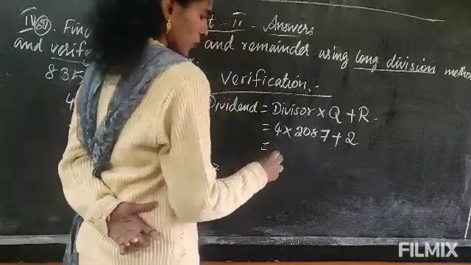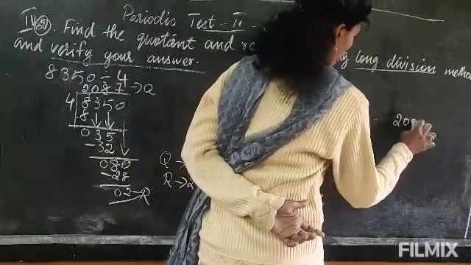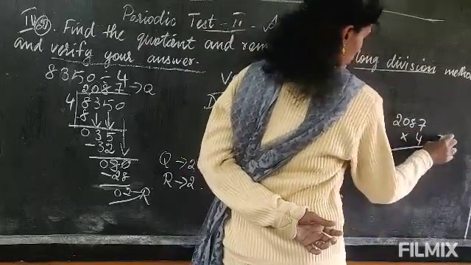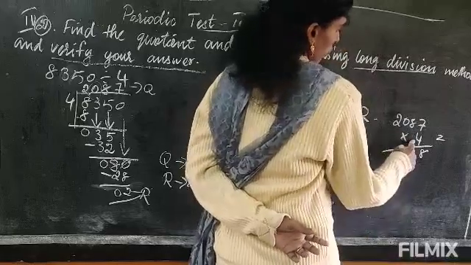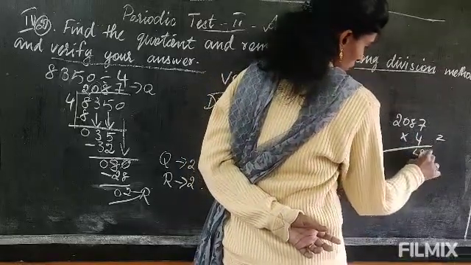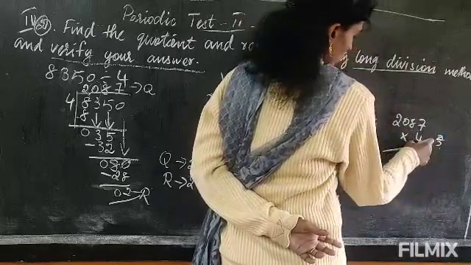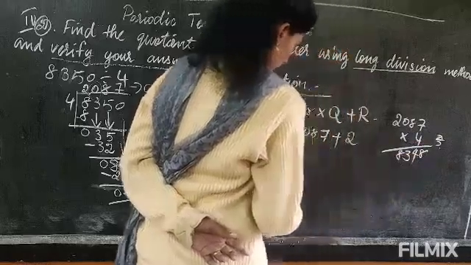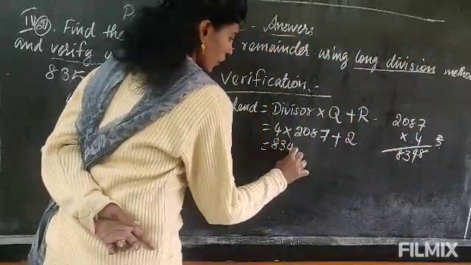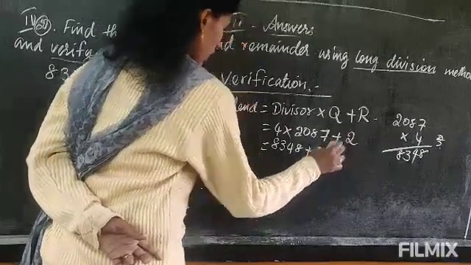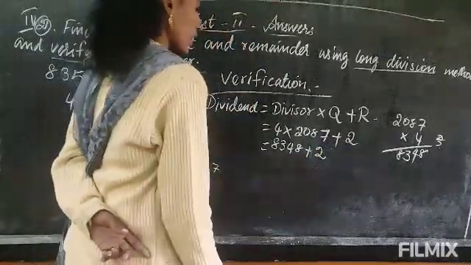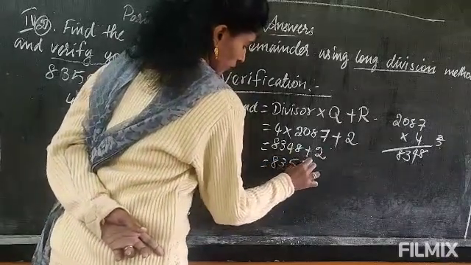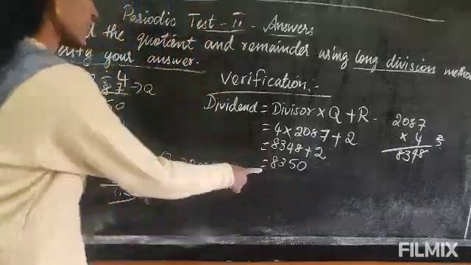So you have to multiply 2087 and 4. 7 4s are 28. 8 4s are 32. 32 plus 2, 34. Remainder 3. 0 into 4, 0. So 0 plus 3, 3. 2 4s are 8. So it is 8,348. Again plus this remainder 2. If you plus 2 here, 48 plus 2, 50. So 8,350 you get.